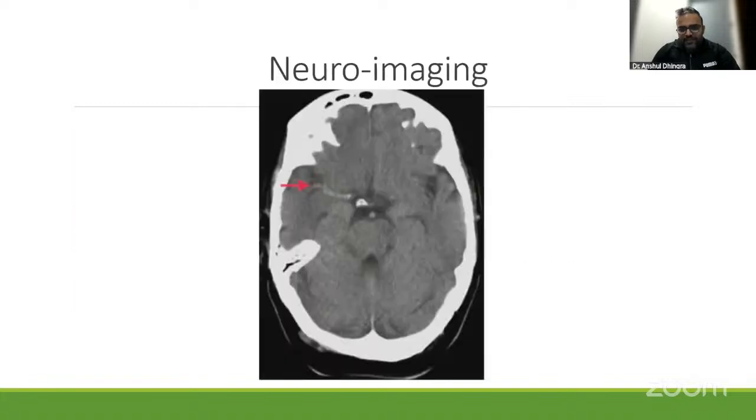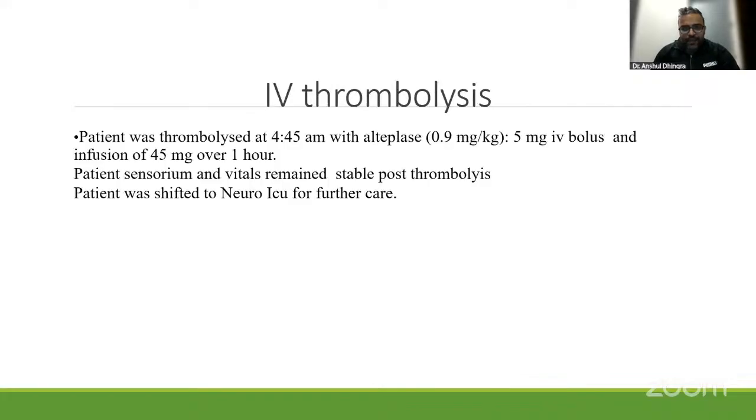So the neuroimaging showed dense MCA sign. You can see a dense MCA sign on the right side. IV thrombolysis was planned. So patient was thrombolyzed at 4:45 a.m. with alteplase of 0.9 mg per kg.